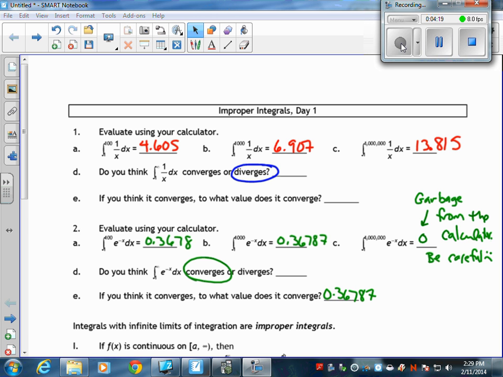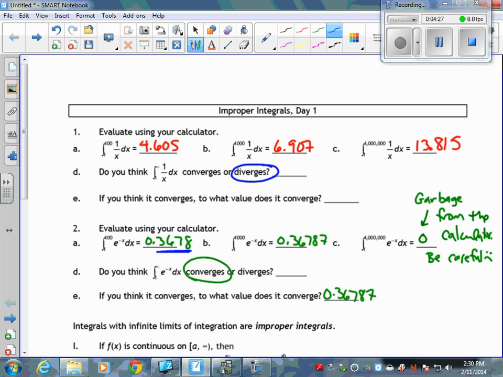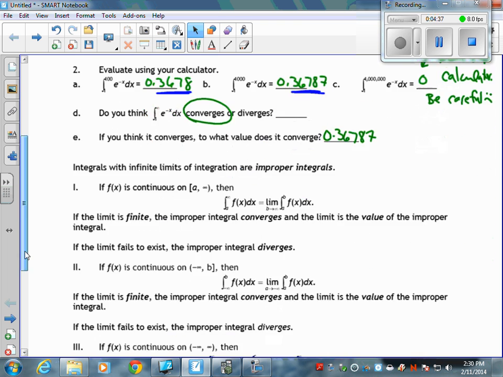Part B, I believe this converges, and I'm estimating that it's converging to what we got in part B. If nothing else, you can see that the first 4 decimal places are the same. So I'm confident that as I continue to add zeros, the first 4 decimal places will remain the same. So now we have some information.